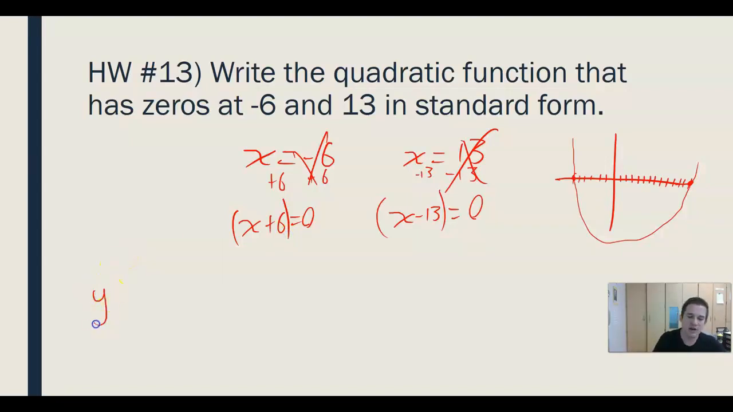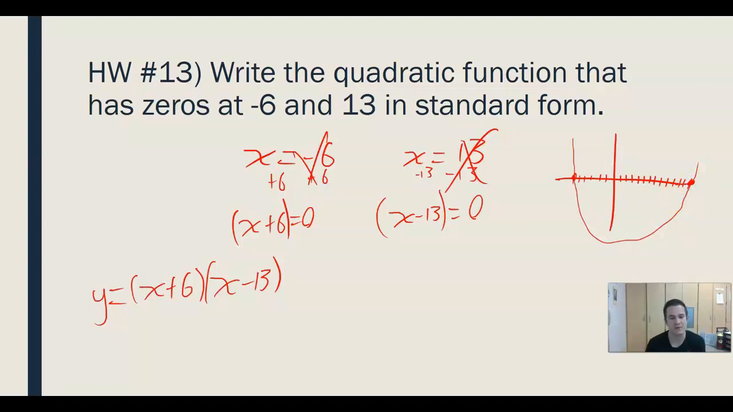Now my quadratic function might look something like this. y equals x plus 6 times x minus 13. That would be in factored form, because notice from here I could find the zeros. I could find the solutions by setting y equal to 0. x would be equal to negative 6, and x would also be equal to positive 13. So that's in factored form.